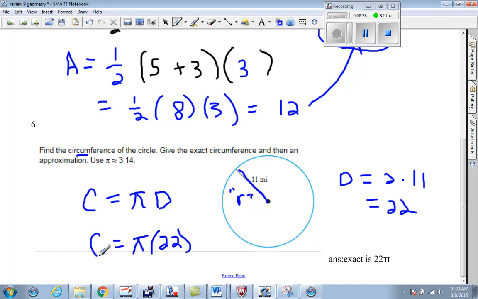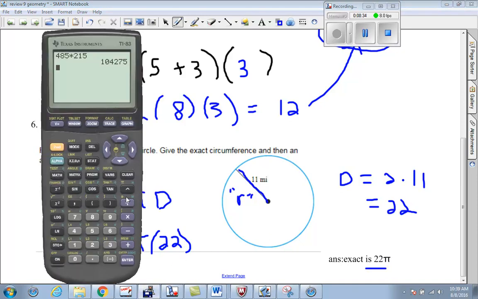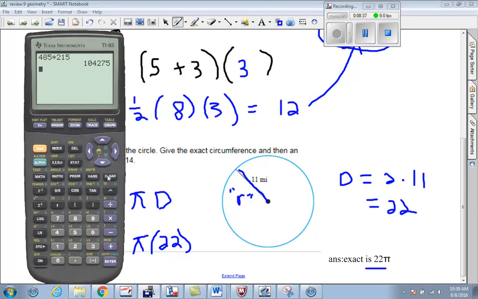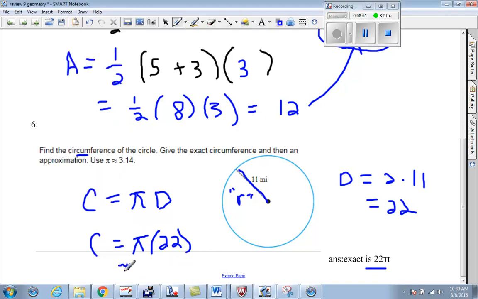Now I could say 22 pi as my exact circumference, but again, let's just practice using the approximate for pi, which is 3.14, and then times 22. So we're getting approximately 69.08. So approximately then 69.08 miles. Okay? And those units there should be miles. So when you're dealing with circumference, it's plain old units. All right, let's try the next one.